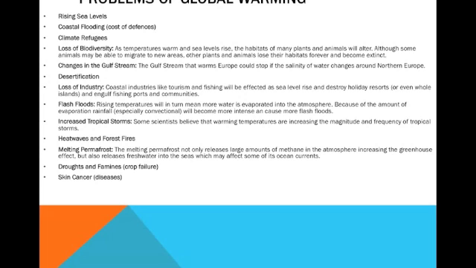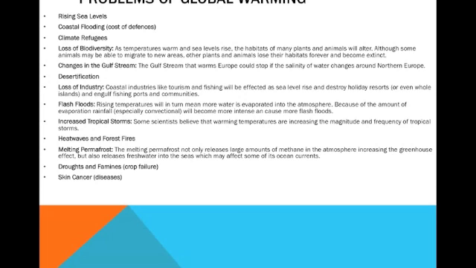Also, flash floods. Rising temperatures will in turn mean more water is evaporated into the atmosphere. Because of the amount of evaporation, rainfall, especially convectional rainfall, will become more intense and cause more flash floods. Also, increased tropical storms. Some scientists believe that warming temperatures are increasing their magnitude and frequency.